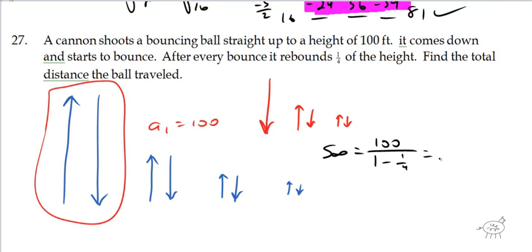So 100 divided by 3/4 is 133 1/3 feet. That's for the ups. And the downs is, again, you just multiply it by 2. So you get 266 2/3 feet.